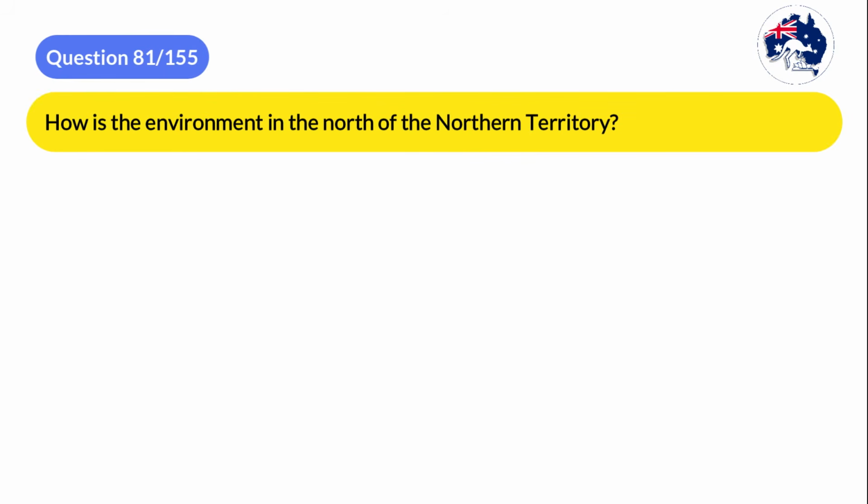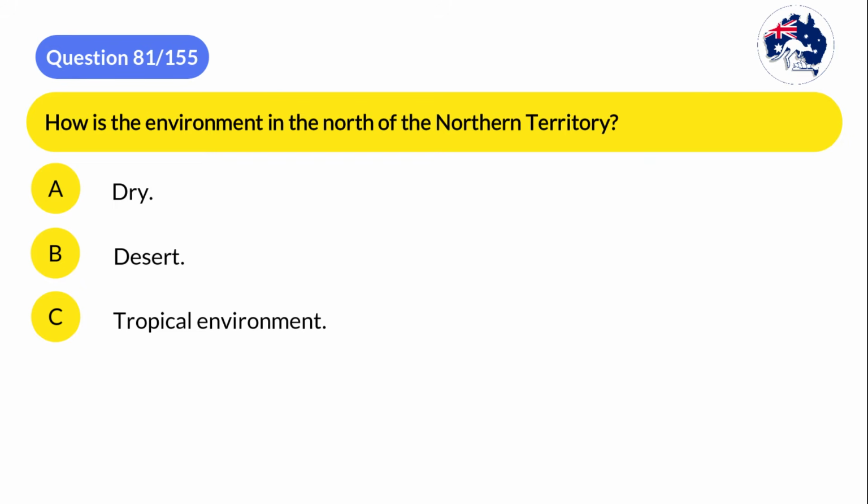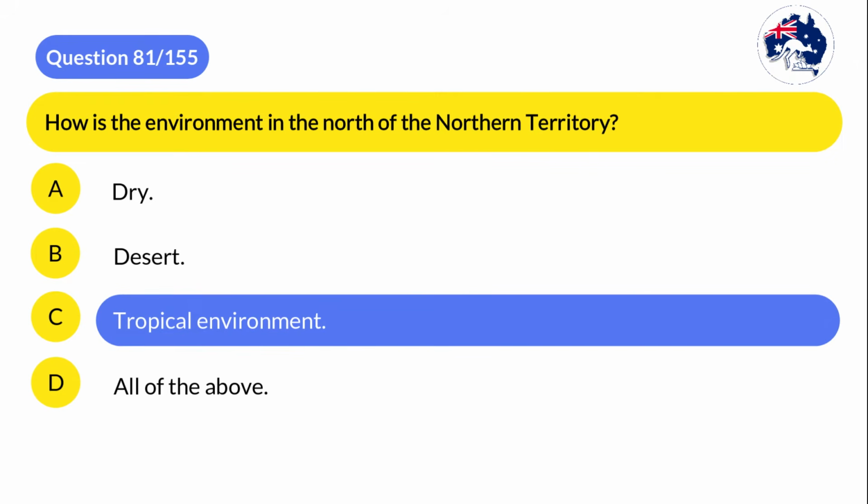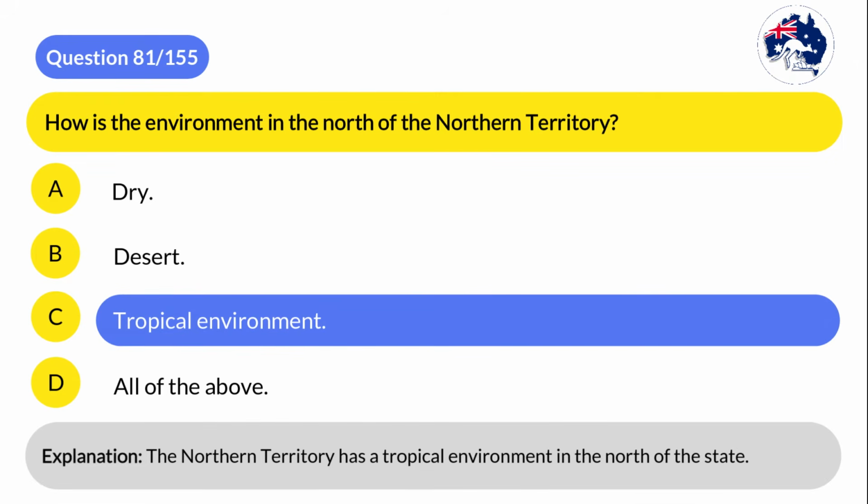Question 81. How is the environment in the north of the Northern Territory? A. Dry. B. Desert. C. Tropical environment. D. All of the above. The correct answer is C. Tropical environment. Explanation: The Northern Territory has a tropical environment in the north of the state.